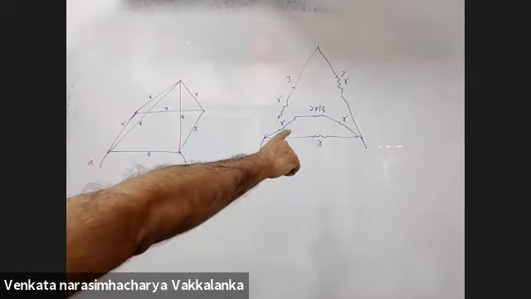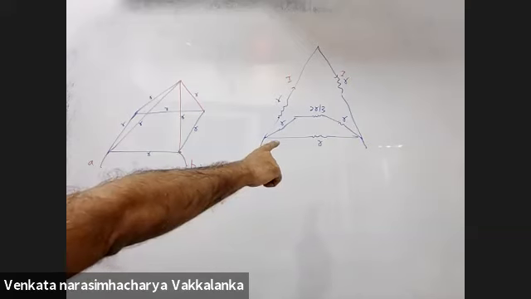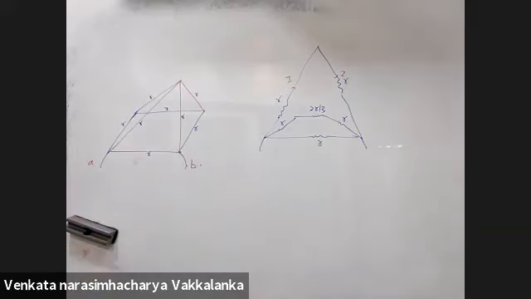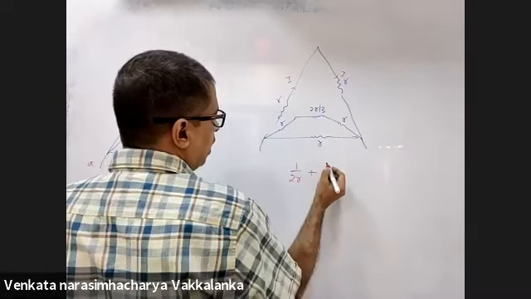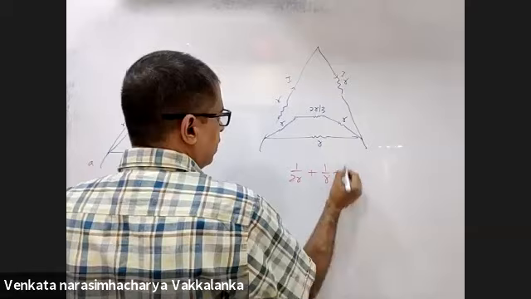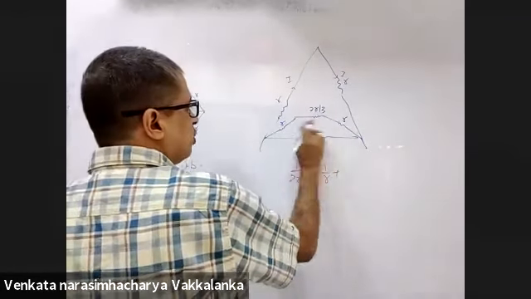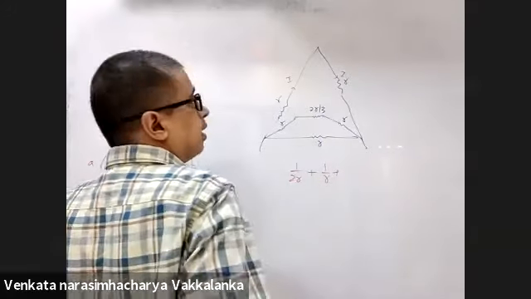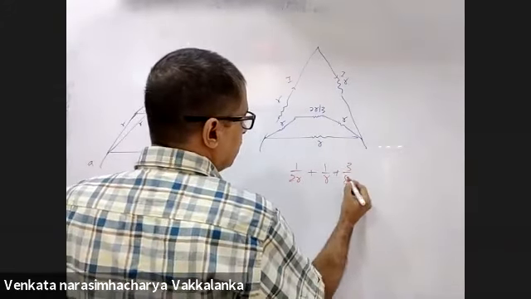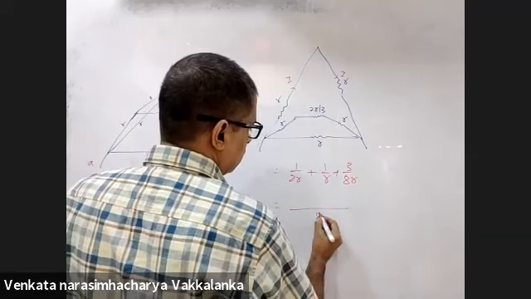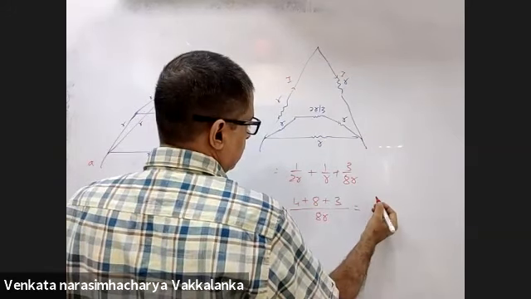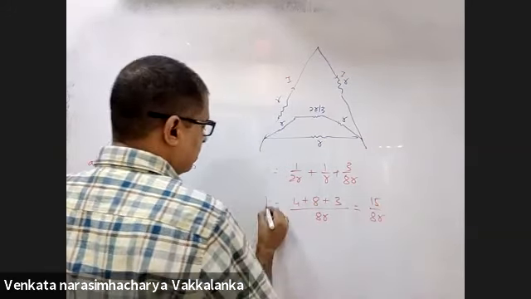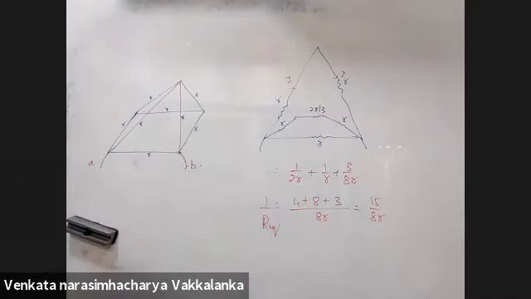Anyway, what is the answer for that? 8R by 15. I'm getting R by 3. Sir, 8R by 15. 1 by R equivalent is 1 by R plus 1 by (2R by 3 plus 2R), which will be 3 by 8R. 4 plus 8 plus 3, 15 by 8R is 1 by R equivalent. R equivalent is 8R by 15.